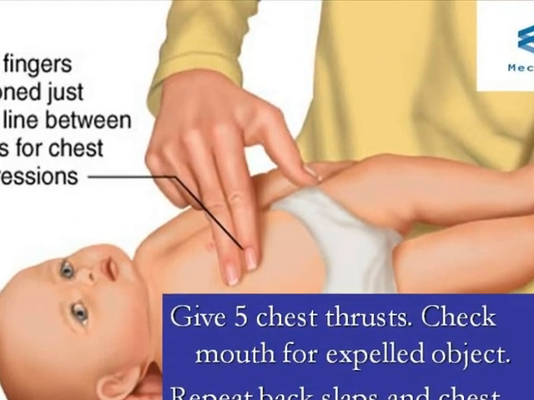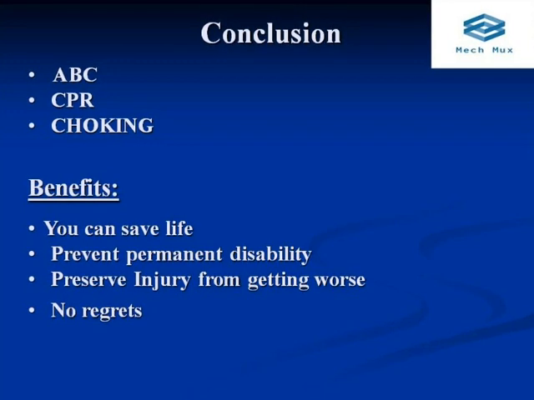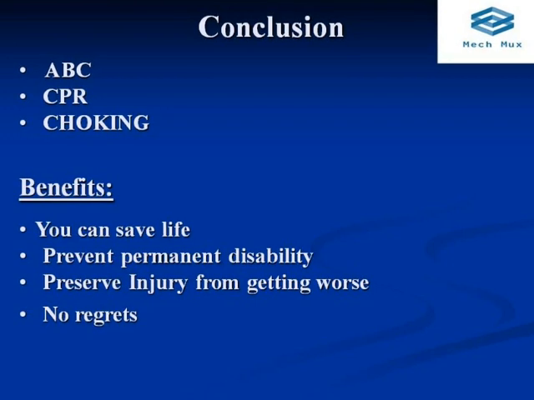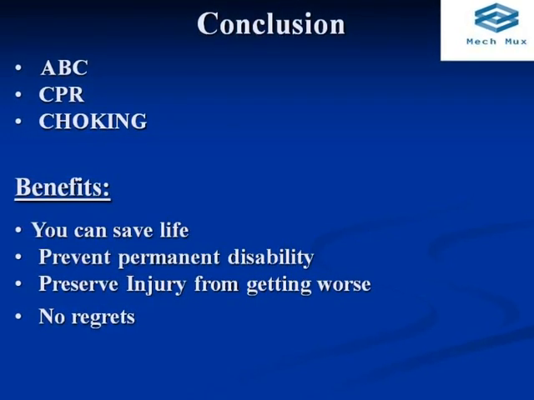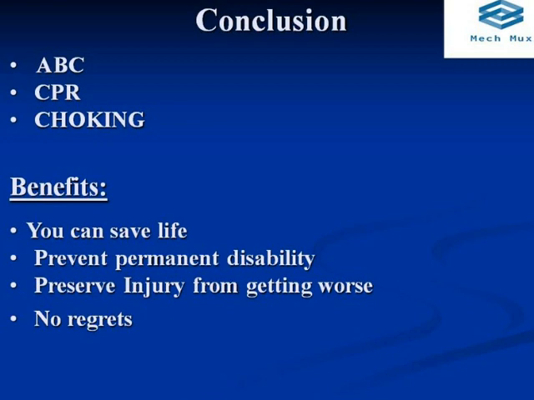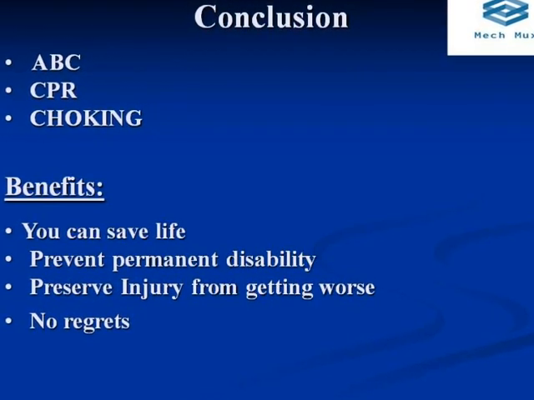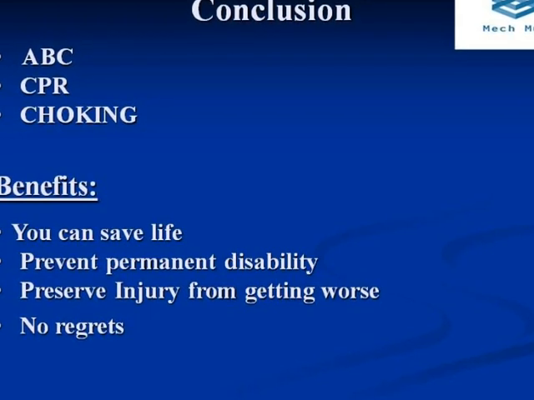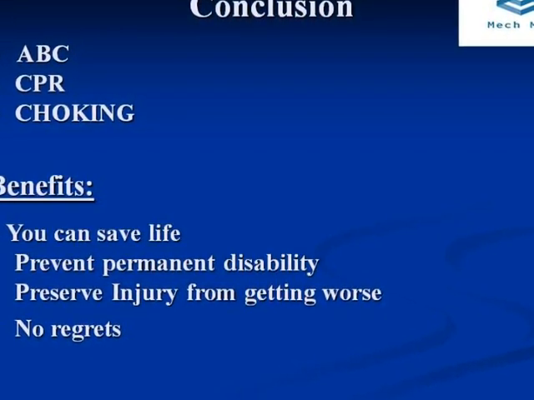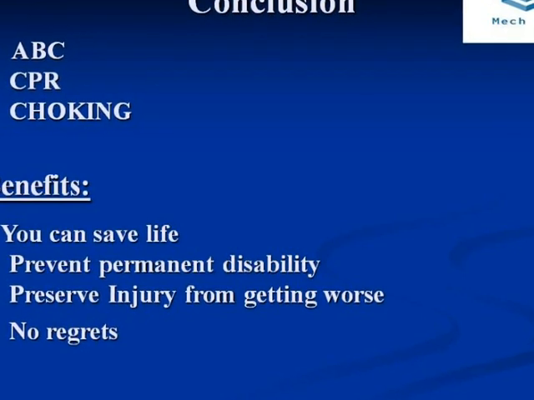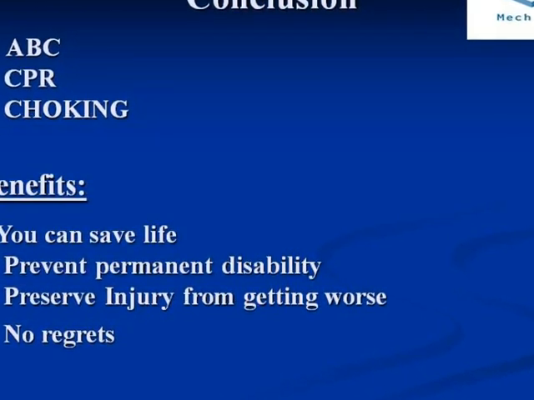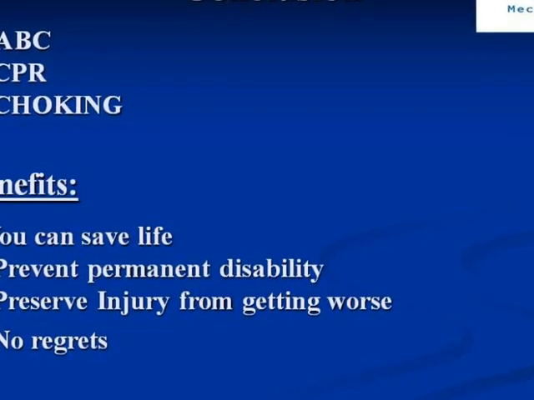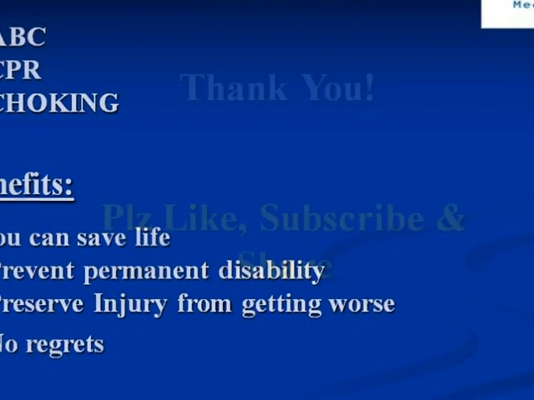Okay, so here we will summarize what we discussed today in the conclusion. First of all, with the ABC, if you see an unconscious person, you do the ABC: you check the airway, you check the breathing, you check the pulse, and then you start with CPR, and in this way you will reach the accident victim to save somebody's life, and then you can help with choking. As we discussed, you can save a life, you can prevent permanent disability, you can prevent an injury from getting worse, and you will have no regret in life.